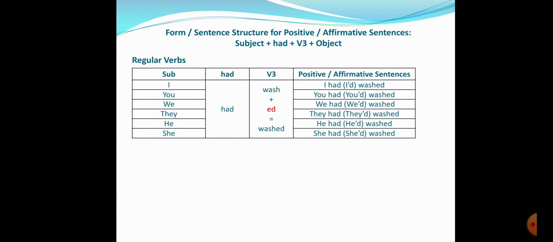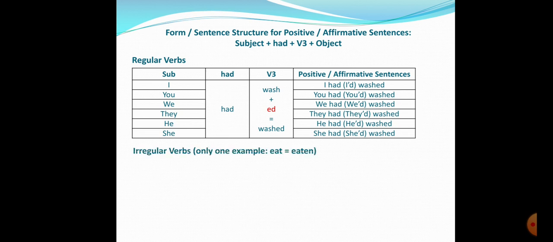Understood, students? So what you get, the sentence, I had washed. Now you can see I have used the contractions here. Now this you need to listen to carefully. I'd, the sound. I'd. H and A we will remove and we will put an apostrophe over there. So you get I'd. I'd washed. You'd washed. We'd washed. They'd washed. He'd washed. She'd washed. Understood, students? These are your contractions. Okay, great.